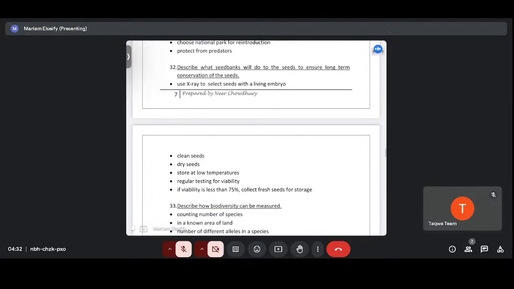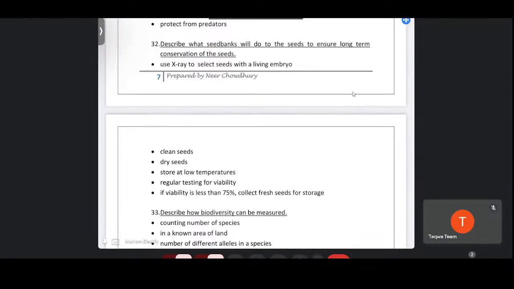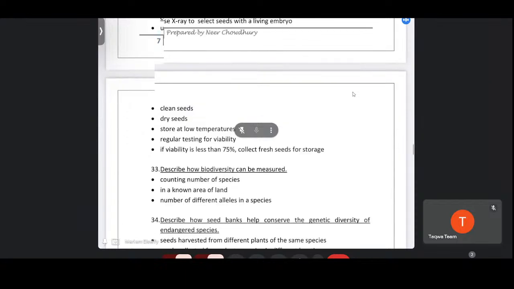Describe what seed banks do to the seeds to ensure long-term conservation of the seeds. This is very important. Number 1, they use X-rays to select seeds with a living embryo. Clean the seeds, dry the seeds, store at low temperature, regular testing for viability, and if viability is less than 75%, select fresh seeds for storage.